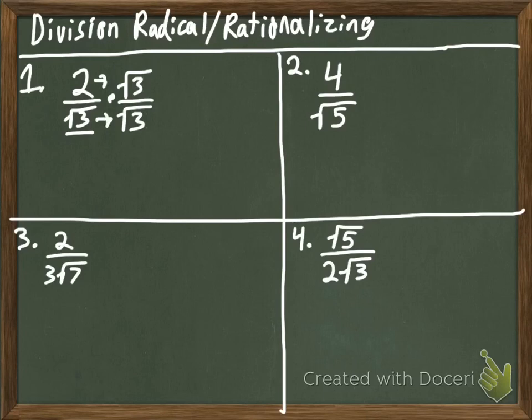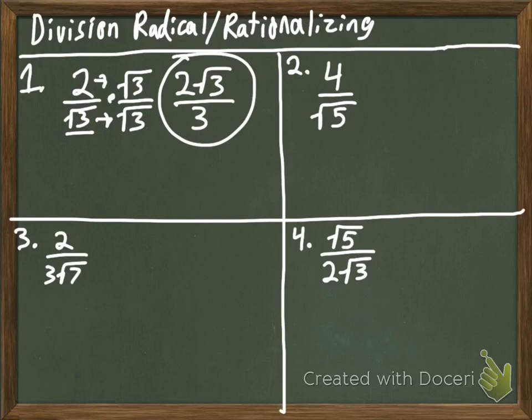You just multiply across. 2 times square root 3 is 2 root 3. The square root of 3 times the square root of 3 is just 3. So we get 2 root 3 over 3. And we can't have radicals on the numerator of our fraction.